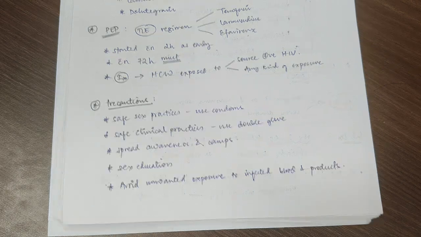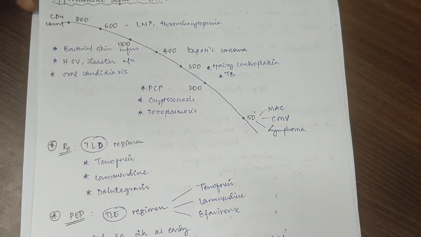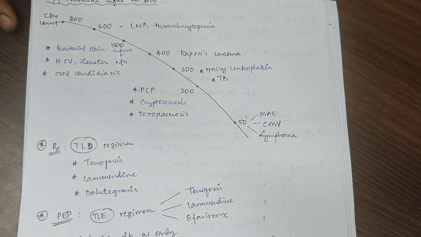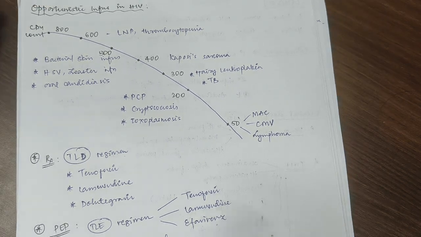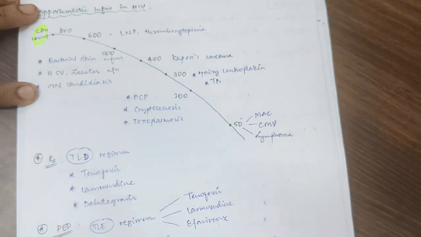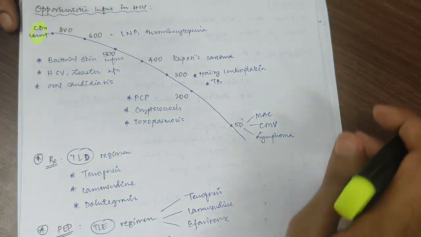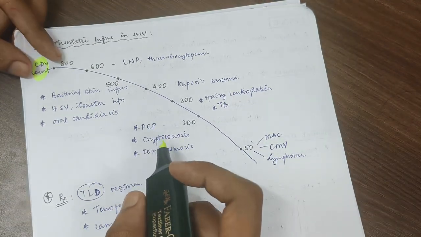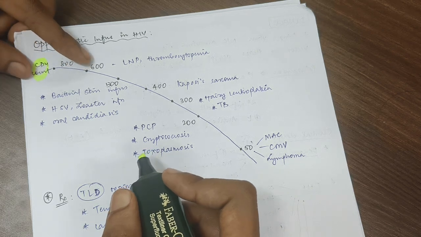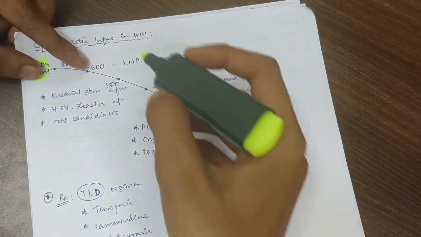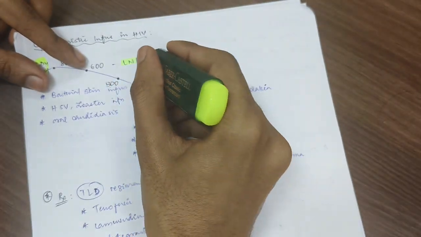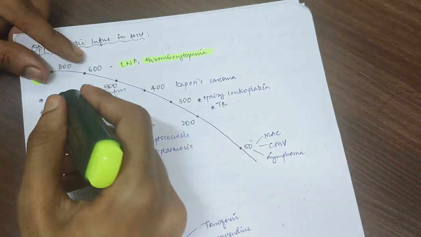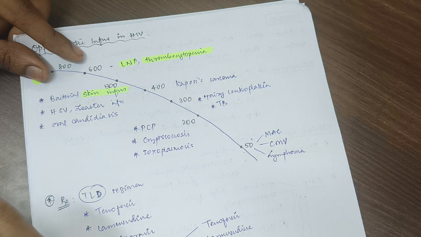Coming to the opportunistic infections, it's a 3 marker and a 5 marker. If you are going to explain, it is a 5 marker. If you are going to just mention them, it is a 3 marker. So CD4 count is very important here. Based on the CD4 count, the infections are spotted. Coming from 800, it is normal. At 600, the initial signs such as lymphadenopathy and thrombocytopenia will start developing. At 500, you're going to see the skin infections.